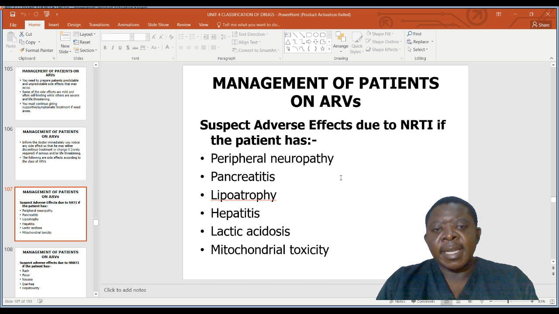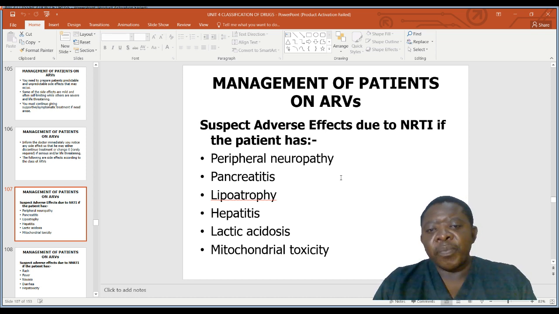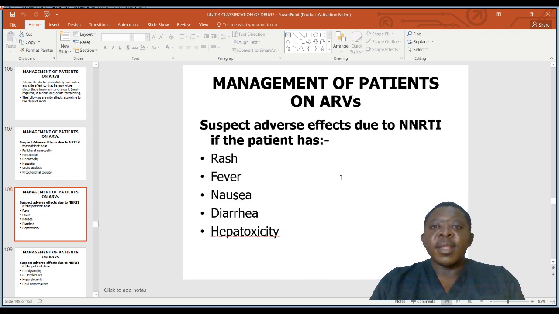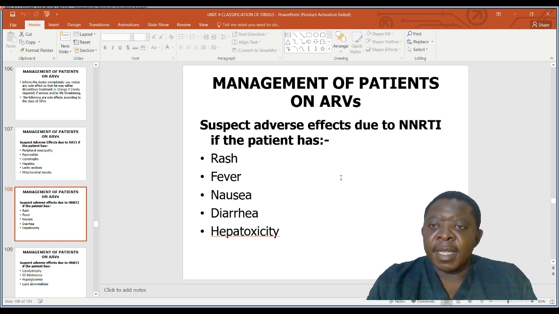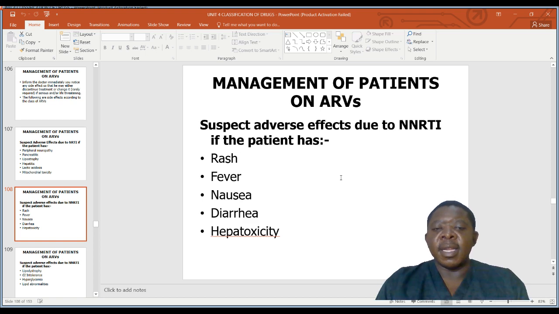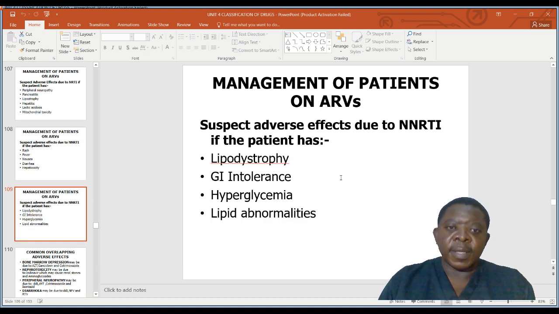Pancreatitis, lipoatrophy, hepatitis, lactic acidosis, mitochondrial toxicity. Then suspected adverse effects that may be due to NRTIs, if a patient is on NRTIs. Here we have rash, fever, nausea, diarrhea, and hepatotoxicity.